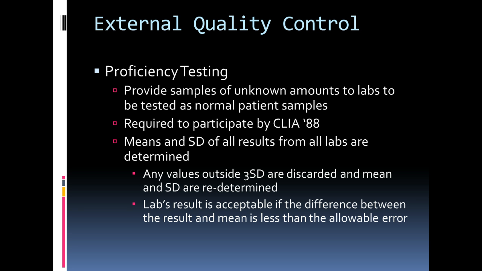With quality control, we also do some external quality control. We learned about this in intro as well. Proficiency testing. We provide samples of unknown amounts to labs to be tested as normal patient samples. So you might get some from the state lab, or you might get it from CAP. And they come in a box with a sheet of paper. It'll say, run these tests on these samples. So you do. You write down your results and you mail it back. And you hope that yours compare to your peers closely enough that you don't get in trouble. Obviously, you want it to be in the area of what the proficiency testing facility wants you to have.